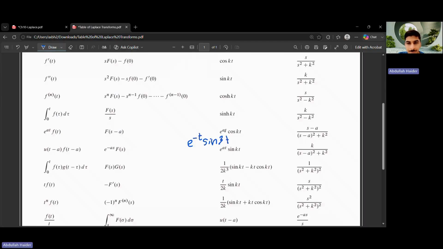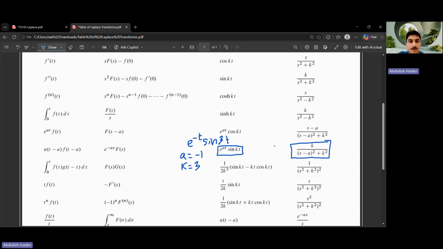So in this case, when you compare a and your k, you have a is minus 1, k, you'll be using this one. So here a is minus 1, here k is 3. So basically, we will be substituting our answer here.